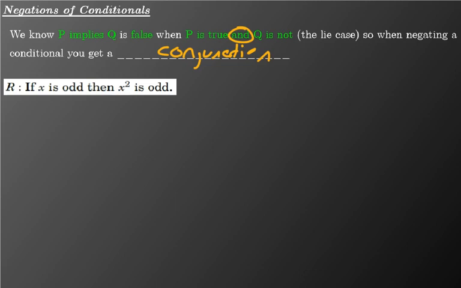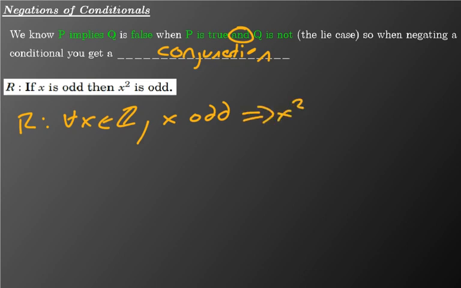First I'm going to turn this into symbols. So it would look like this: X is odd, so this is an integer. There's no rational odd numbers or something. So for all X in Z, basically we have if X is odd, then X squared is odd. I'll just do it this way: X odd implies X squared odd.